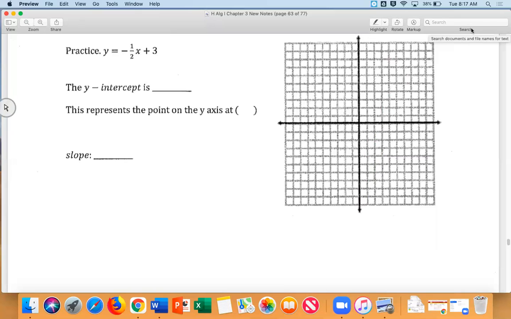So let's practice this one. My y-intercept is going to be 3. That is represented by the point (0, 3). My slope is -1/2. This is going to tell me to go down 1 to the right 2.